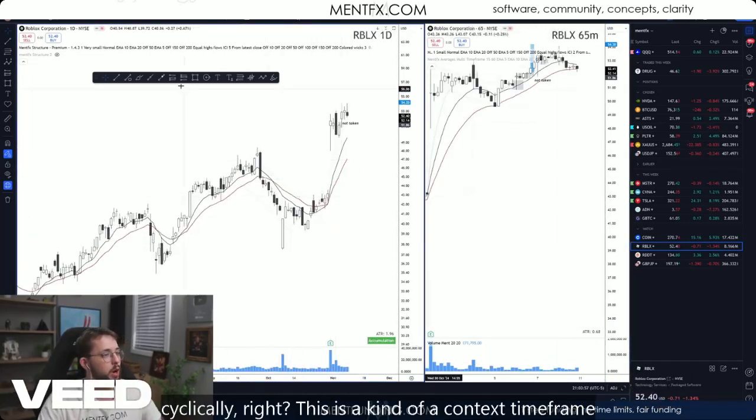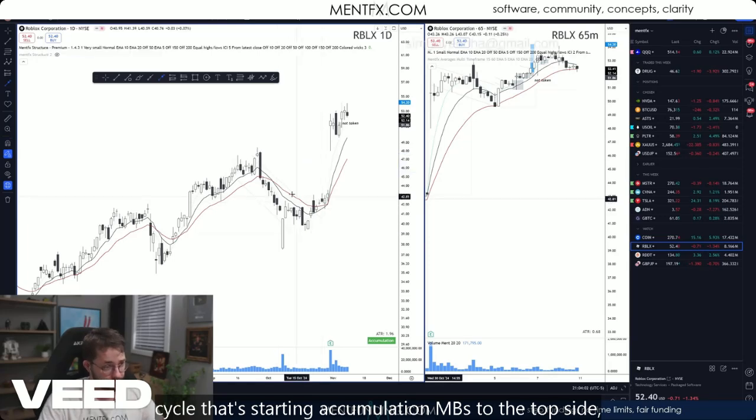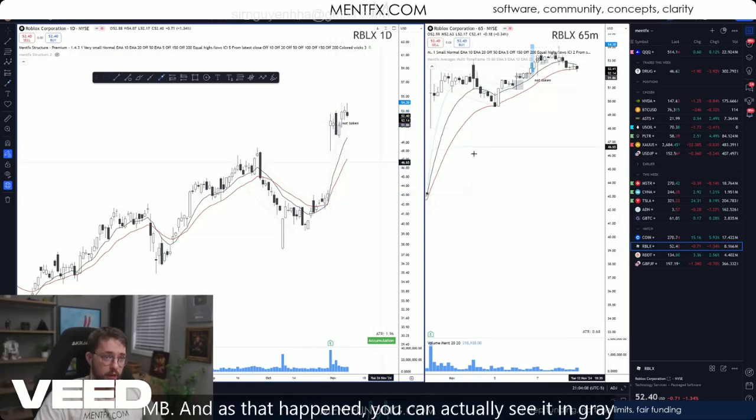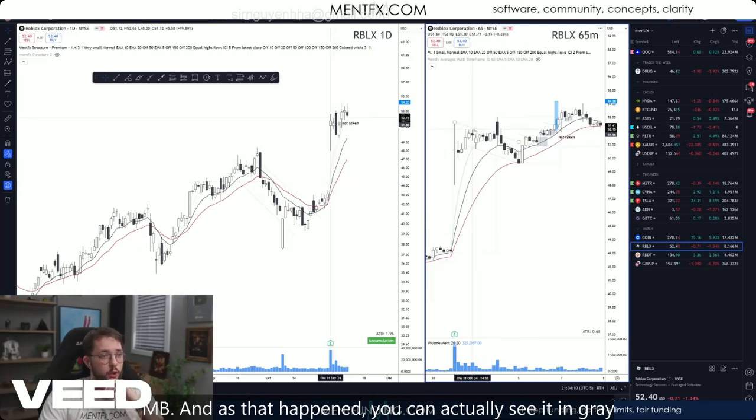So again, I'm remembering where I am cyclically. Right, this is a kind of a context time frame cycle. That's starting accumulation MBs to the top side, which created momentum MBs, and it then created another momentum MB. And as that happened, you can actually see it in gray here.